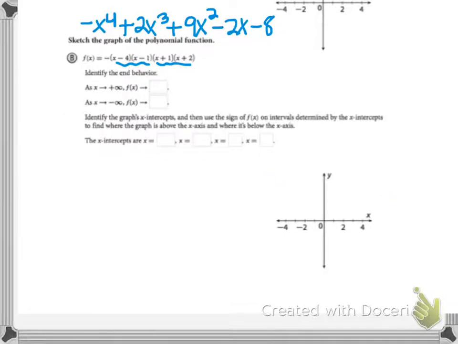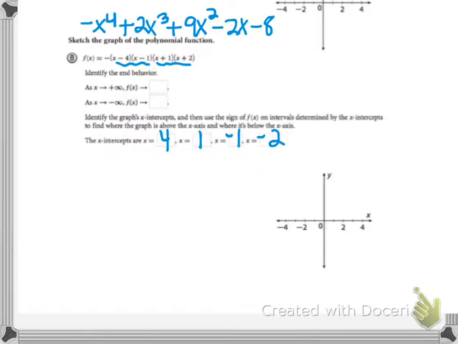But in factored form, or in this intercepts form, we can see that this actually crosses the x-axis at 4, which is what makes this one 0, right? And then at 1, it crosses at negative 1, which is what makes this one 0, and then negative 2. So it's going to cross 4 different times.